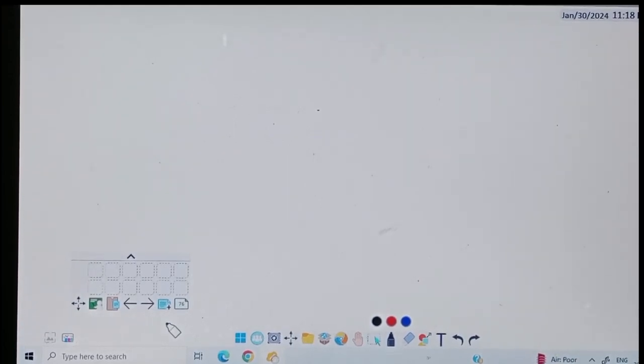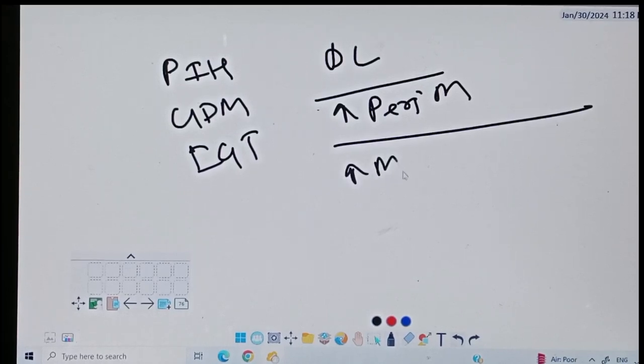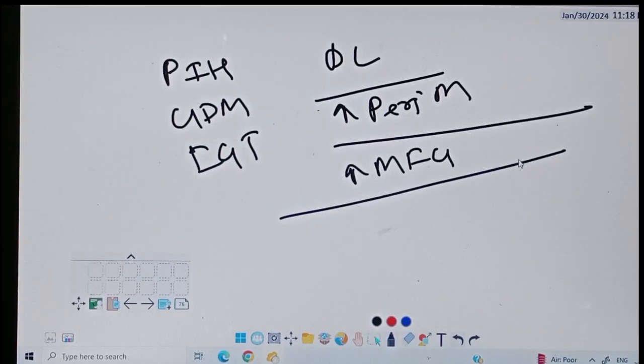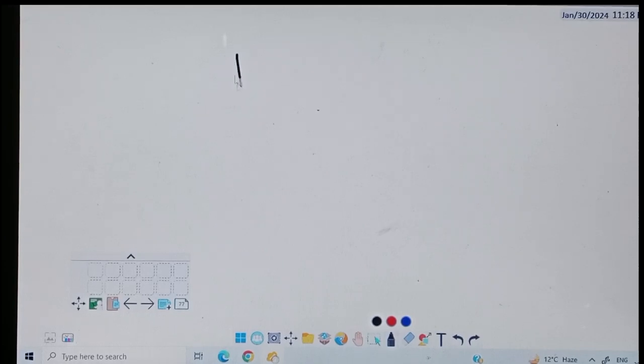Next, what are the other complications which can occur? The other complications are PIH, GDM, IGT, preterm labor, increased perinatal mortality, and increased chance of multifetal gestation because of the use of ovulation inducing drugs and IVF. Again, this multifetal gestation is also associated with many maternal and neonatal complications. Now moving on to the next slide. So what is the treatment?